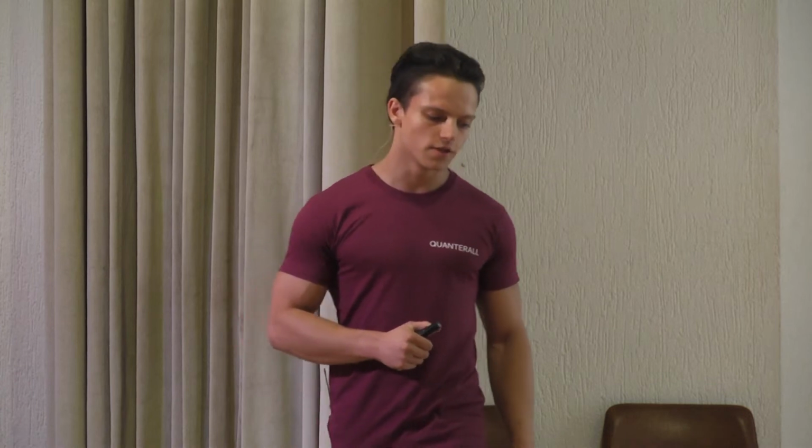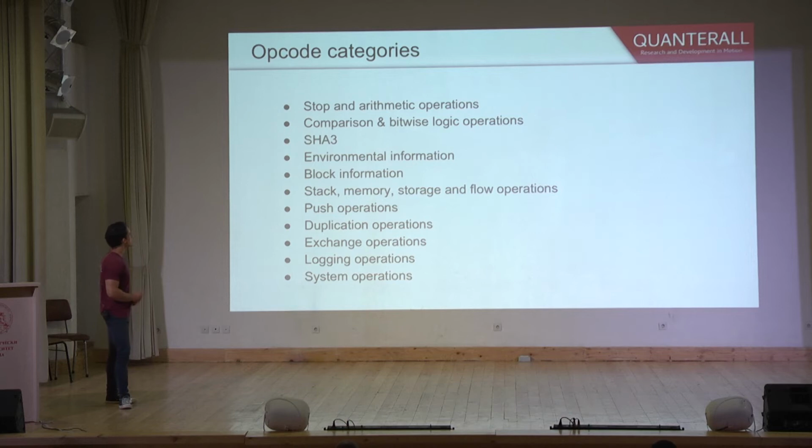So the opcodes are divided into the following categories, each of which is represented by a hexadecimal value, starting from 0, and mostly every category contains 16 opcodes in total, except for the push operations, which are 32. For the first category, stop and arithmetic operations, those are the most basic ones, I would say. Here we have instructions like stop, add, subtract, divide, etc., where stop is the controlled halt of the execution.